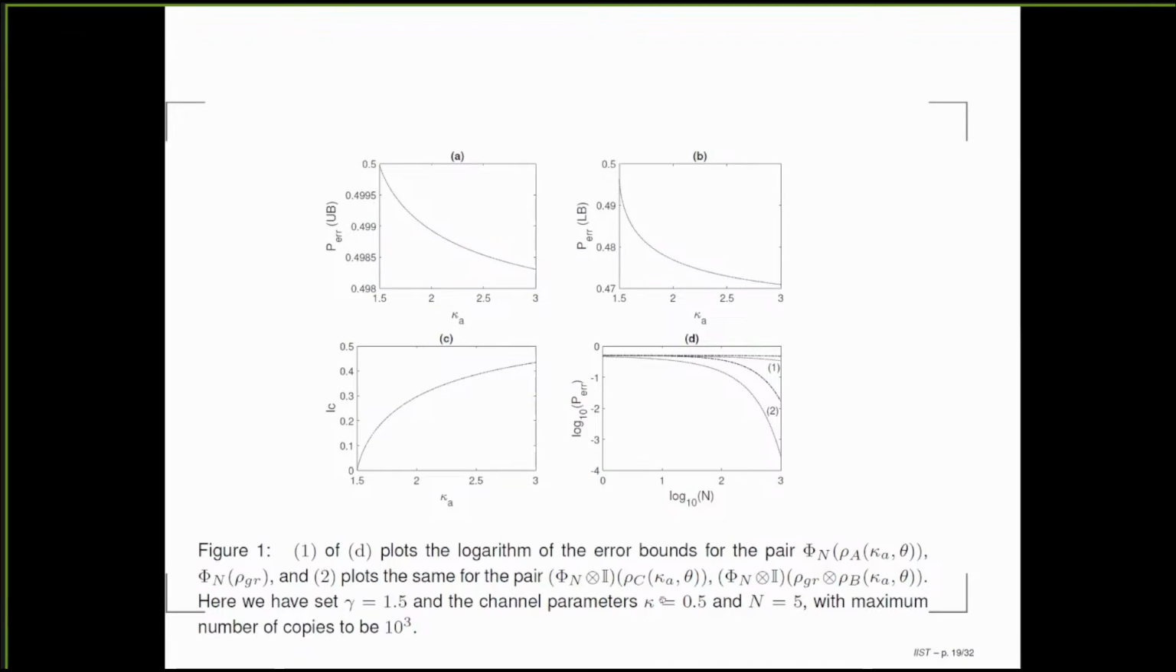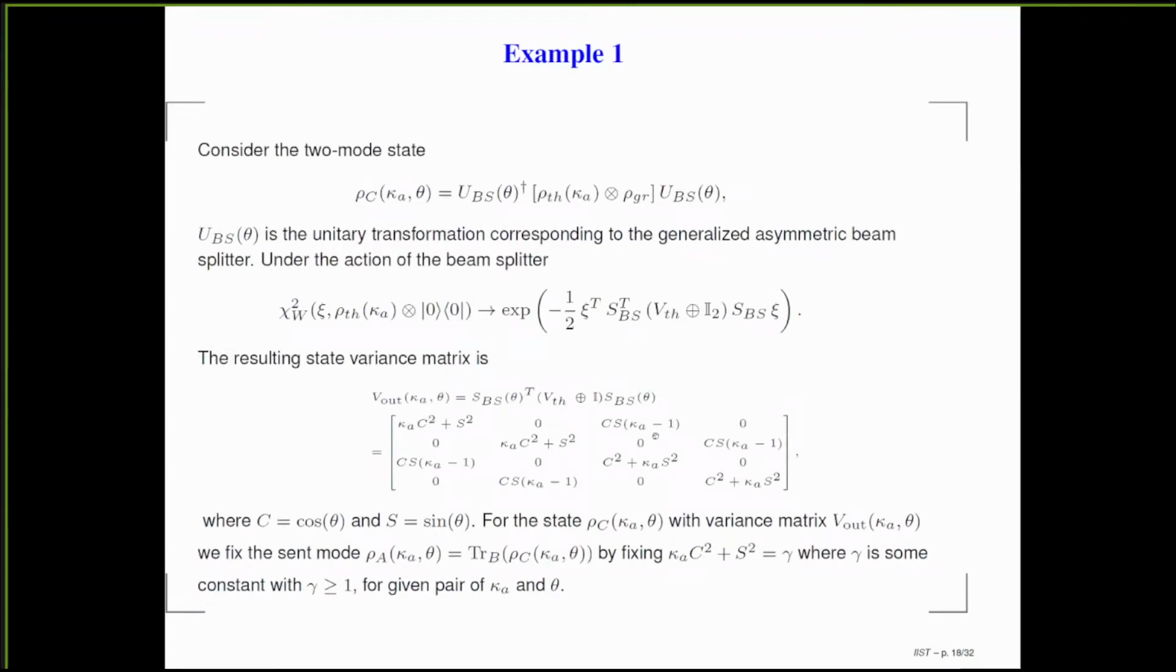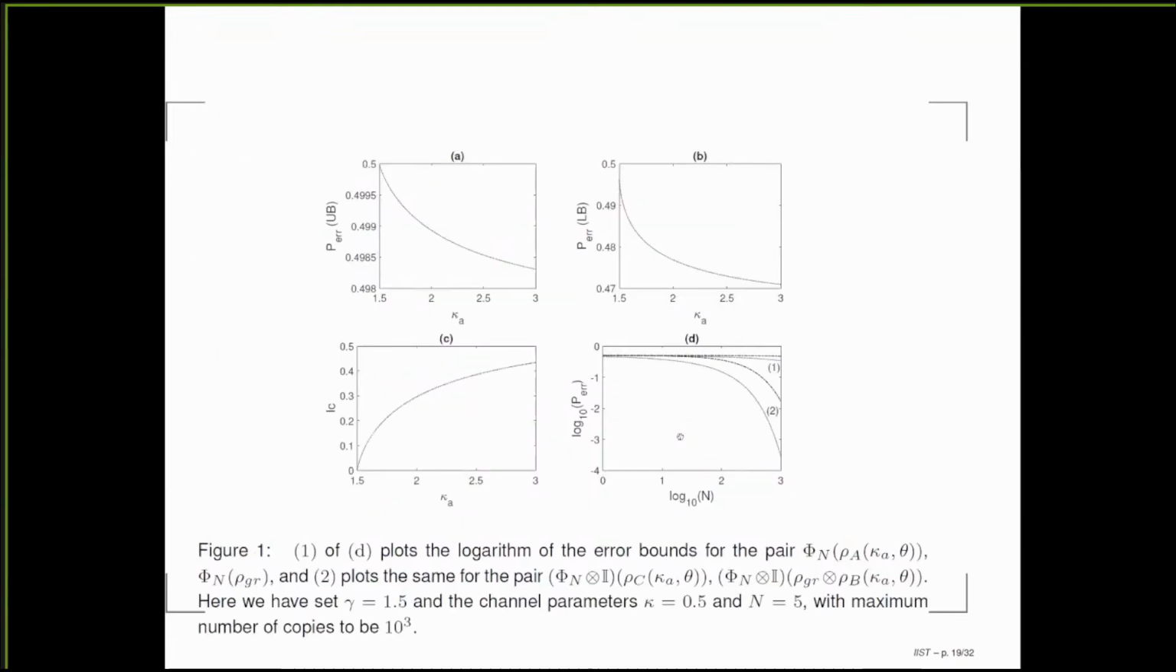That means, obviously, the correlation present in this rho C kappa A of theta, that is, the correlation present in this two mode Gaussian state whose variance matrix is this coupled thing. Note that these off diagonal entries are non-zero, so it simply means that they are not of the product form. That seems to be playing a role in the improved distinguishability between this pair versus this pair. Okay, this is the first example. This is just comparing one mode with two modes.